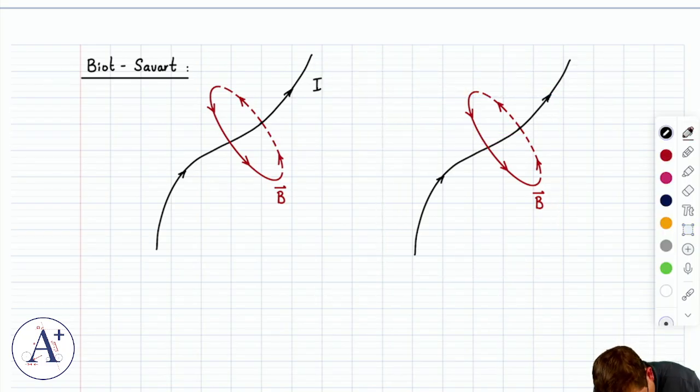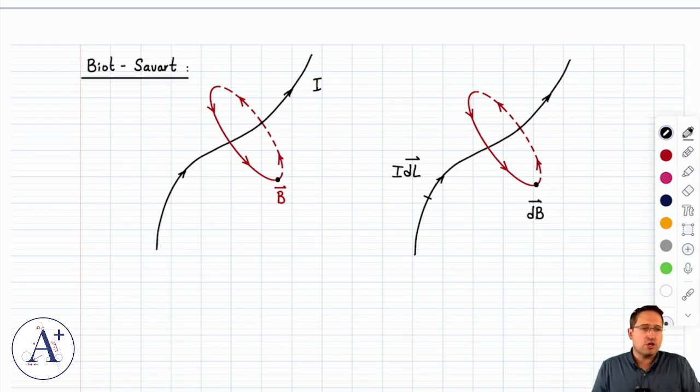It's going to take a little slice, I times dl, and this is a vector. And then at the location of interest, let's say I want to find the magnetic field right here at this point. Well, Biot-Savart is going to tell me how to do that. It's going to tell me how to find dB, the infinitesimal contribution to the magnetic field at that point.